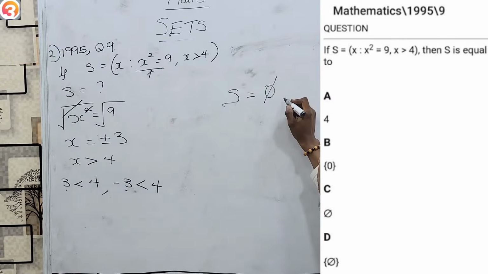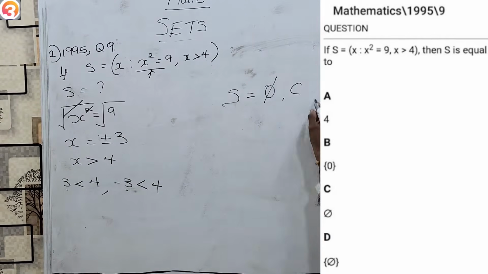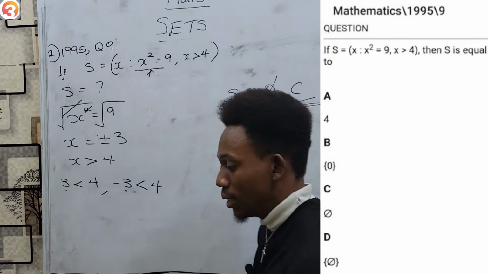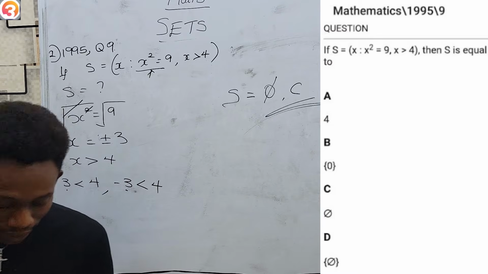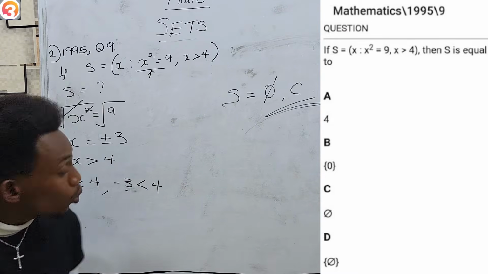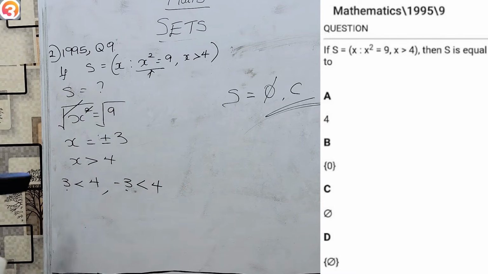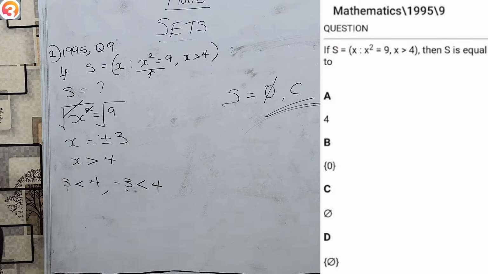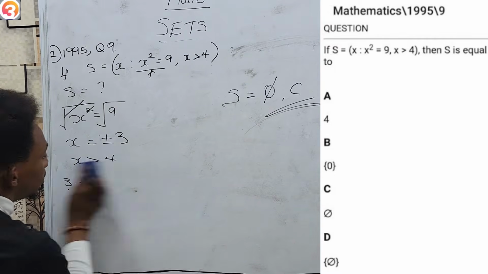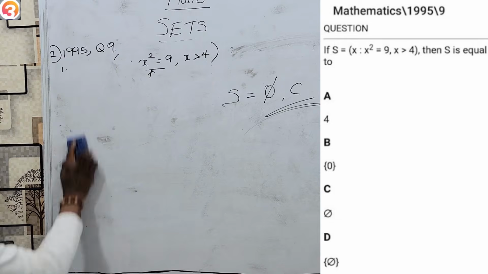You see? And if you check our Jamb app, that is option C. Now we'll see how these questions go. It's truly easy. Simply, we found what obeys the property described, and when we found it was nothing, that meant it was a null set, which we previously stated was symbolized with phi. So that is the answer.